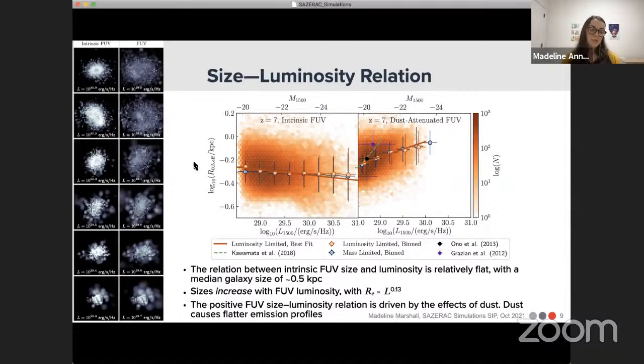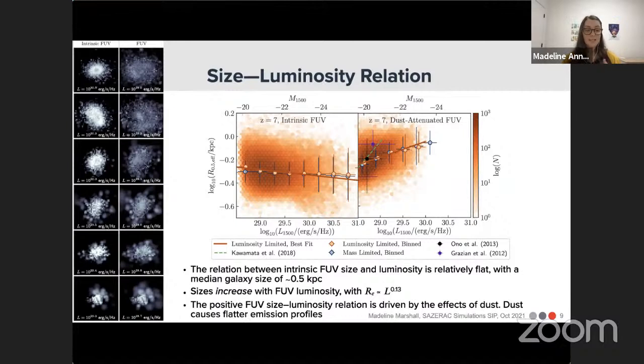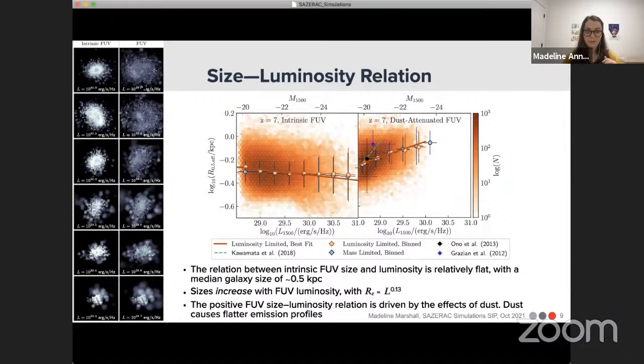And so you can visualize what's going on by looking at these two columns on the left. We've got our intrinsic images on the left and then the far UV on the right, the dust attenuated. You can see what's happening is that in the bright regions with lots of young stars, there's more dust. And so that brighter emission is being attenuated and the galaxy profile is getting flattened out.